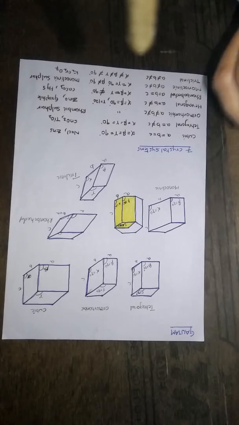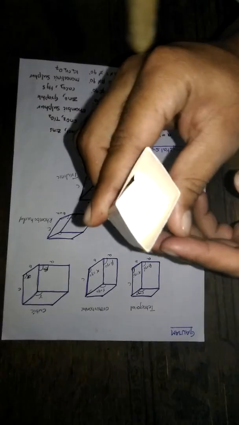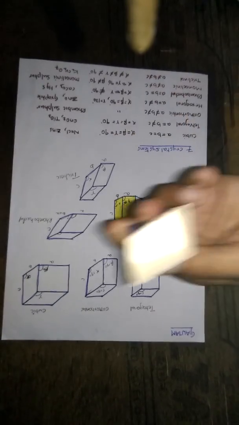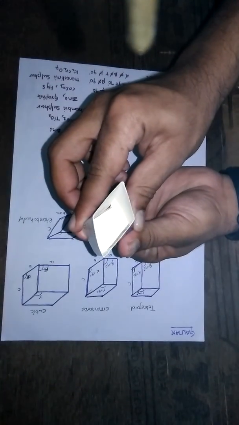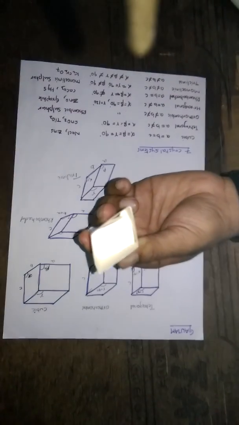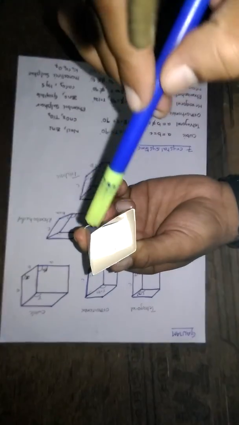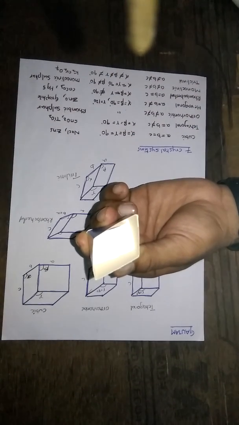Now, this is not a square. So this angle would be different. This is a rhombus. This angle is different. This angle is different.